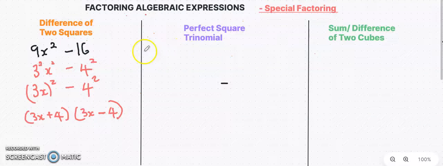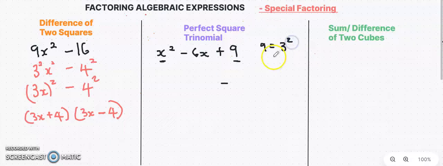Next, we factorize a perfect square trinomial. So this is a perfect square trinomial. We know that because the first term is a perfect square and the last term is a perfect square. 9 is equal to 3 squared.